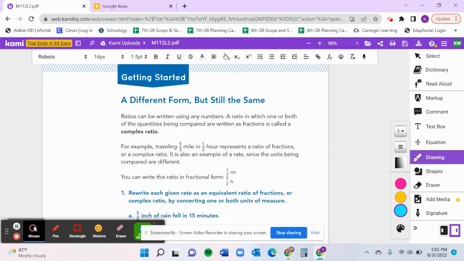In the activity description, you just learned what a complex ratio is, which is simply a ratio where either one or two of the numbers, both of the numbers, are written as a fraction.